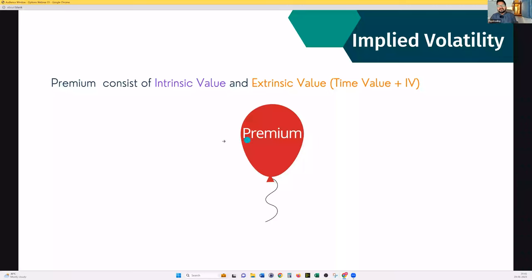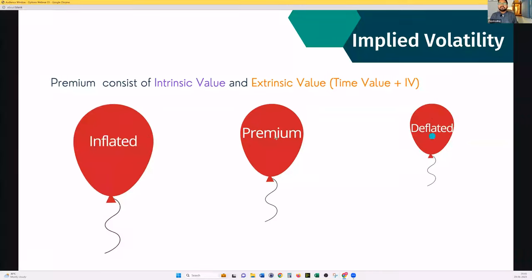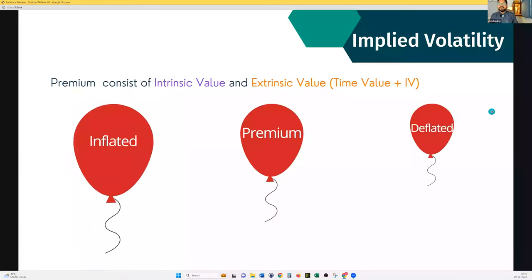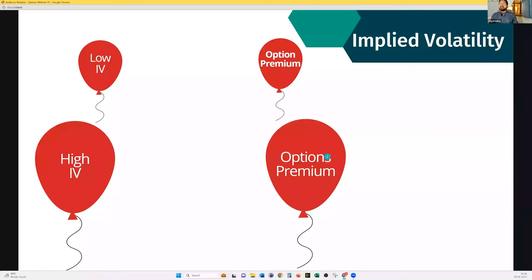Okay, so now I'm going to explain it in a quite different way. This is a balloon. The premium can be inflated as well as deflated. All of a sudden the premium will inflate and all of a sudden the premium will deflate. How are these things happening? Whenever the implied volatility decreases, the option premium will decrease. If the IV is increasing, or if we have a higher IV, the option premiums will be inflated.